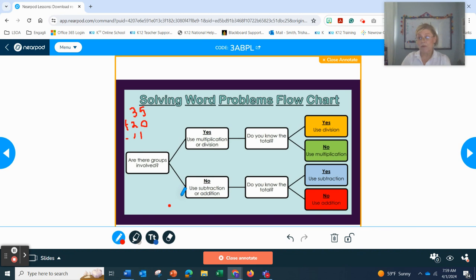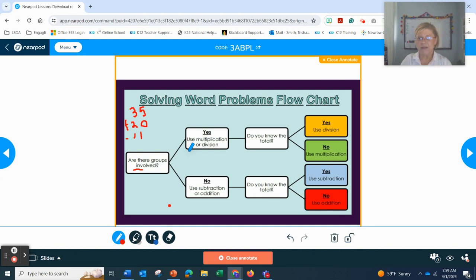So when we have a word problem, the first thing we do is ask ourselves, are there groups involved? Well, yes, there are. Technically, yes. So if we go up to yes, there are groups involved. But when we are thinking about groups, because it says use multiplication and division, we need to look at those groups. 35, 20, and 11. What do we see with those groups?